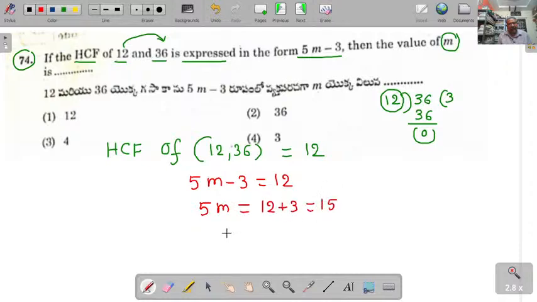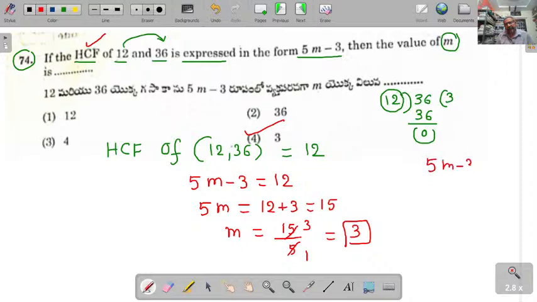Now can you find the m value? Why not? m is equal to 15 by 5. So 5 1s are 5, 5 3s are 15. So the value of m is 3. So that means the fourth option is the right option. I hope it's very clear, because 12 divides 12 and 36. So HCF is 12. Next, this HCF is expressed as 5m minus 3. So 5m minus 3 must be equal to HCF, that is 12. By solving this equation we get m value 3. So this is the way we need to solve it.